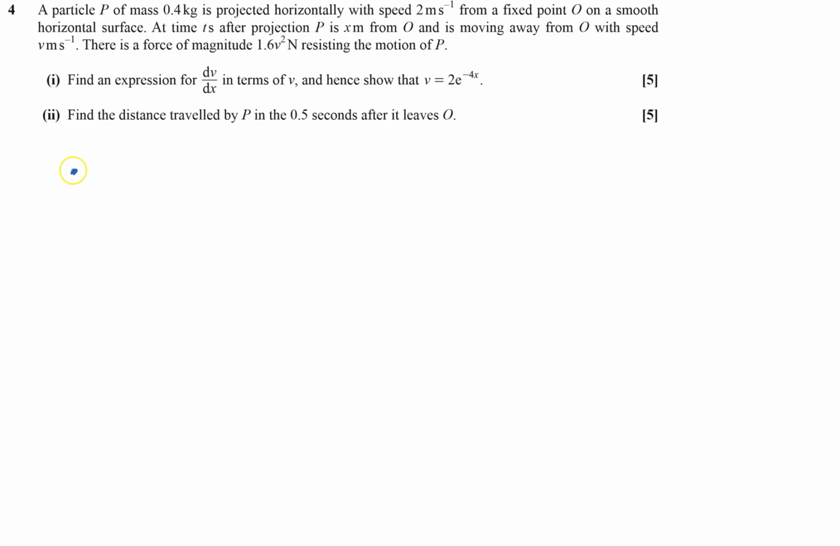A particle of mass 0.4 kilograms is projected horizontally with speed 2 meters per second. After t seconds, it's now x meters away, which I'm going to take as positive. That's our velocity v after x meters or t seconds. And we have a resistant force of 1.6 v squared.